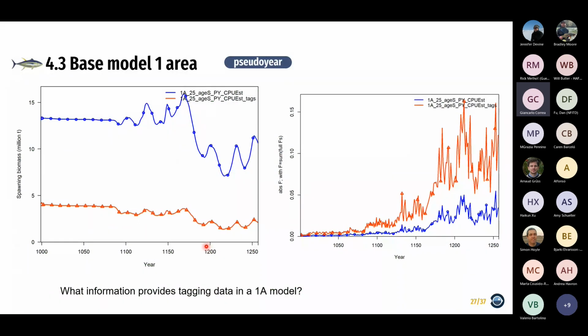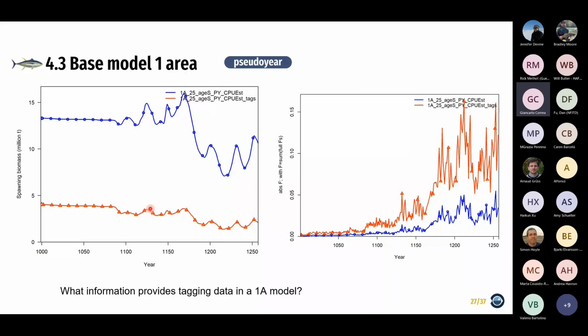Okay, now one of the other things that we are also discussing right now is the effect of the tagging data for the one area model. Before starting this workshop, we understood that the tagging data is important because it provides information about the movement between areas, and for us that was the main information that this kind of data provides. However, for the one area model, we don't have movement, we don't have areas. So one of the things that we are still discussing is why the tagging data is important for the one area model. And as Francisco said as well, we believe that the tagging data is providing information about the fishing mortality, or the mortality in general.